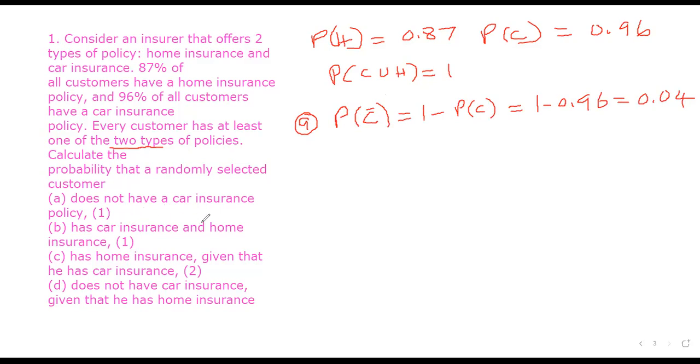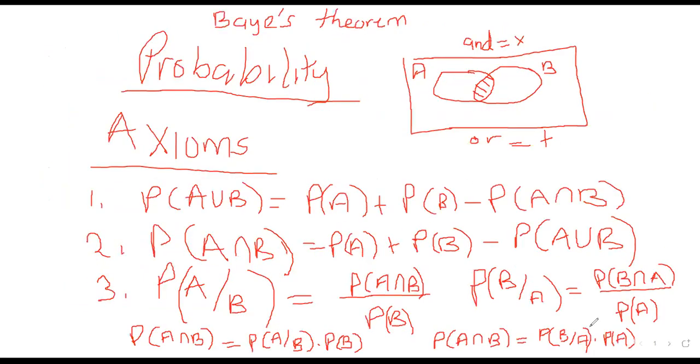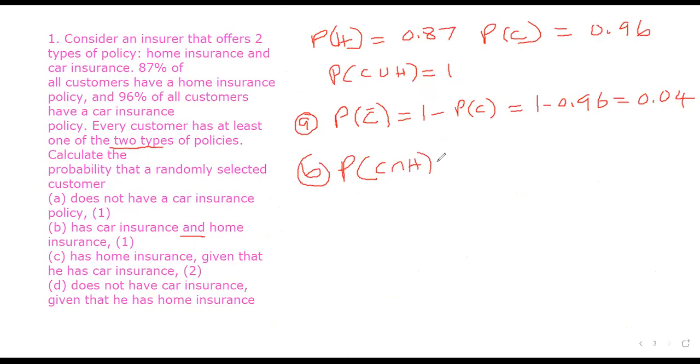But part B: has a car insurance and home insurance means what? Intersection. So has a car insurance, intersection home. Using the second formula here, since we have the intersection in the formula, this one can come and this one can go to the other side, depending on what information has been given. So this means that we're going to have probability of C plus probability of H minus the intersection of C intersection H.